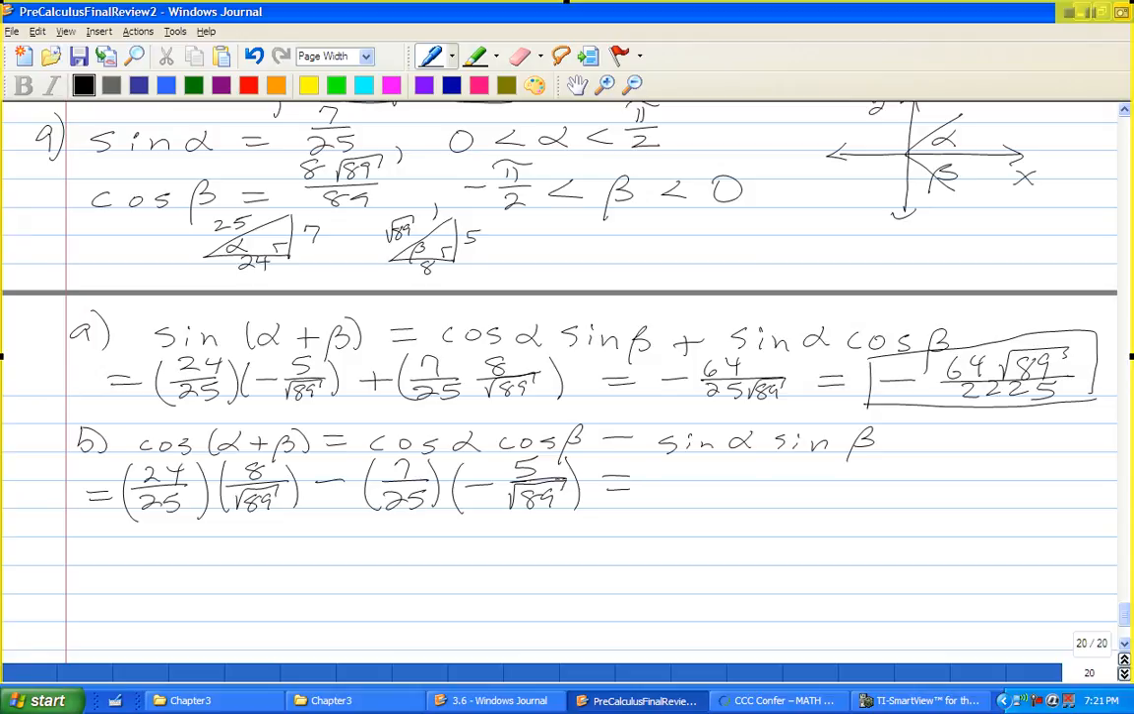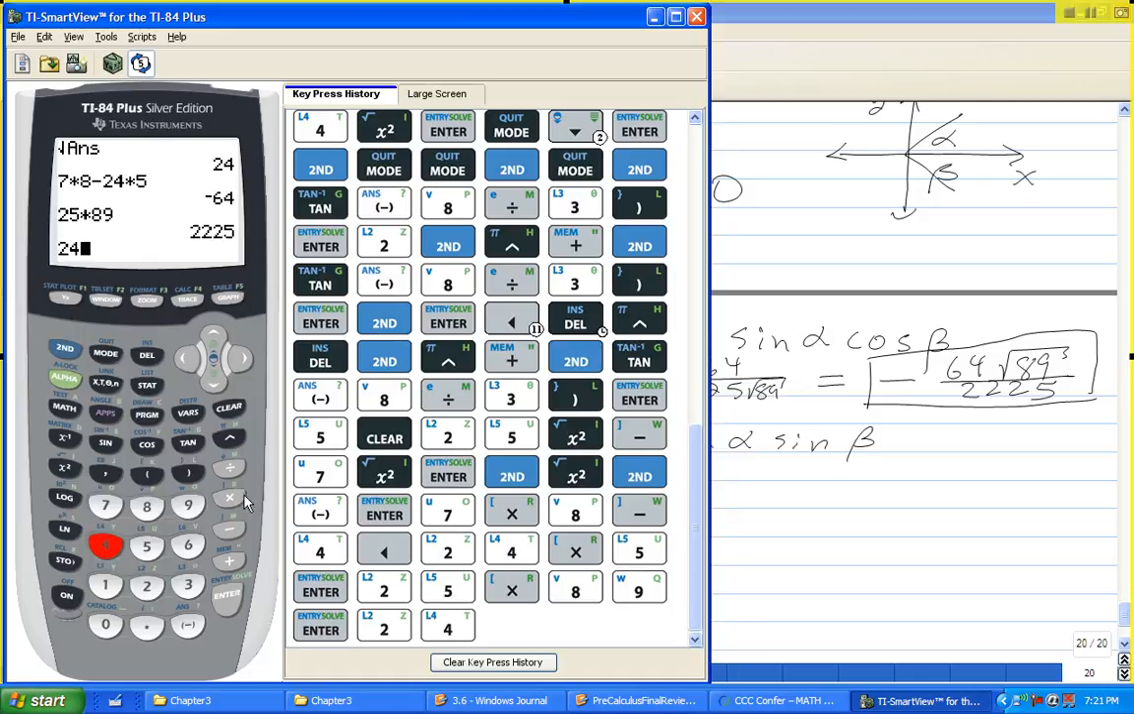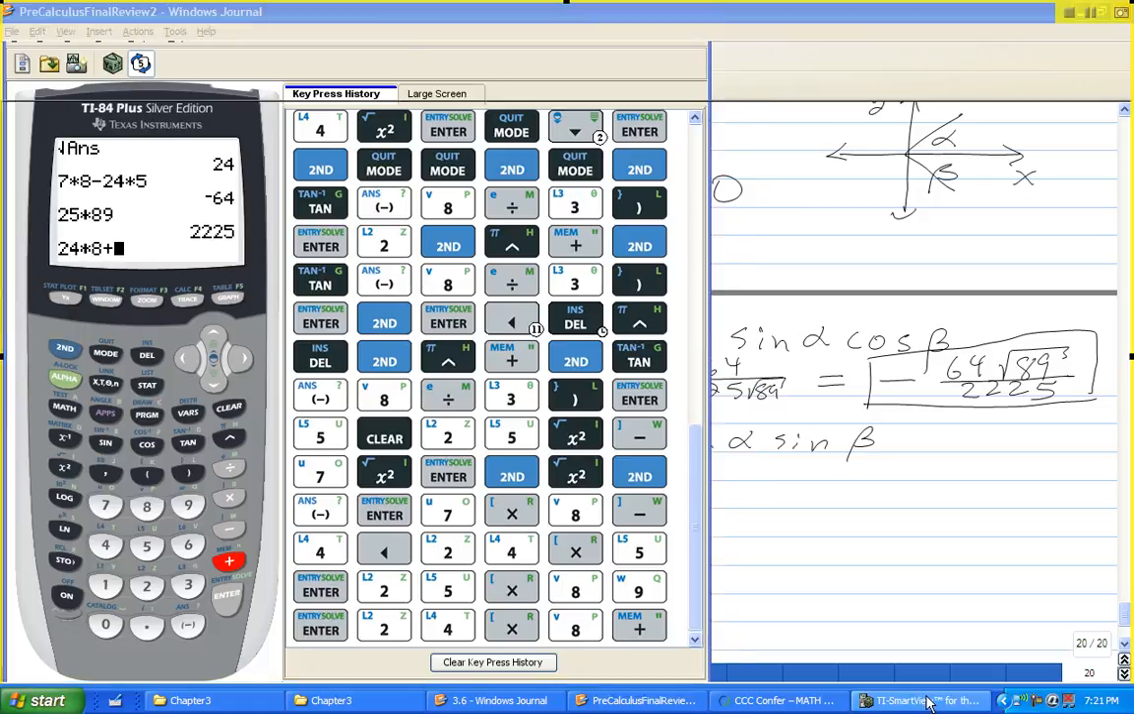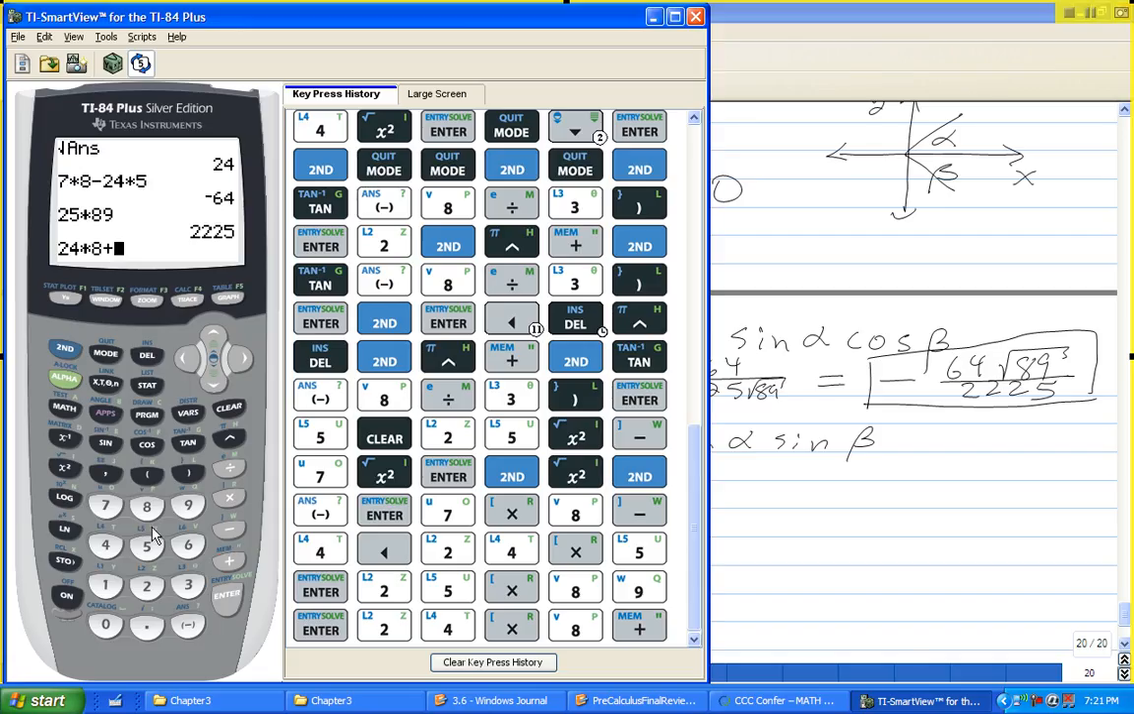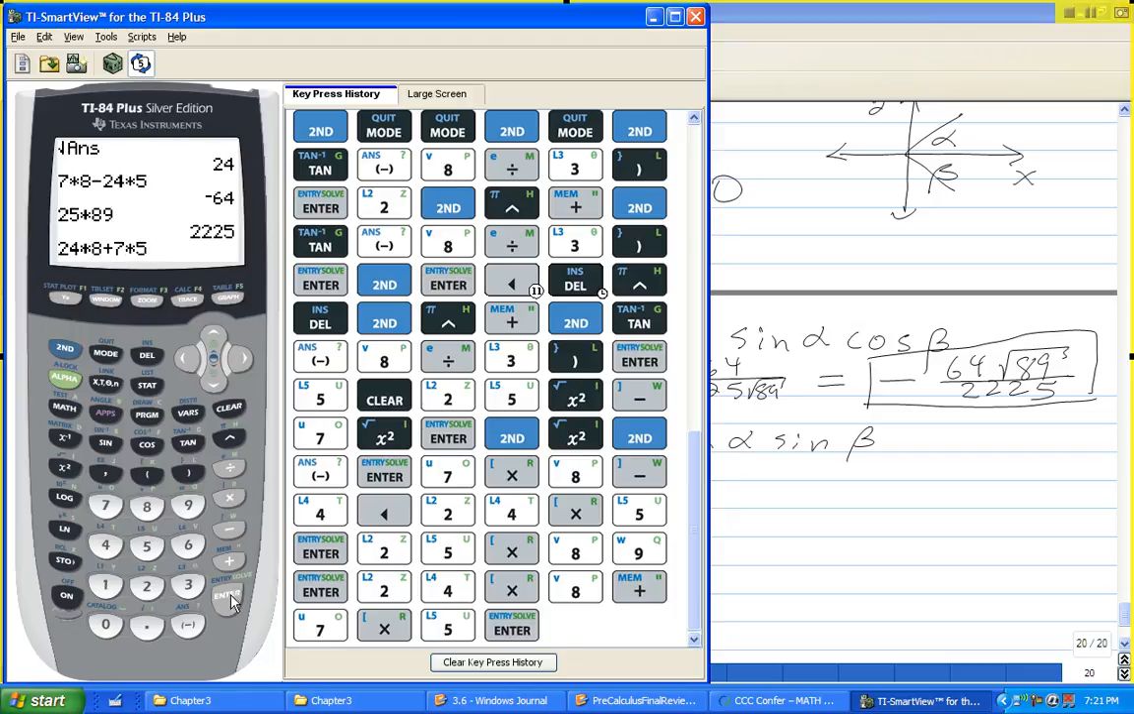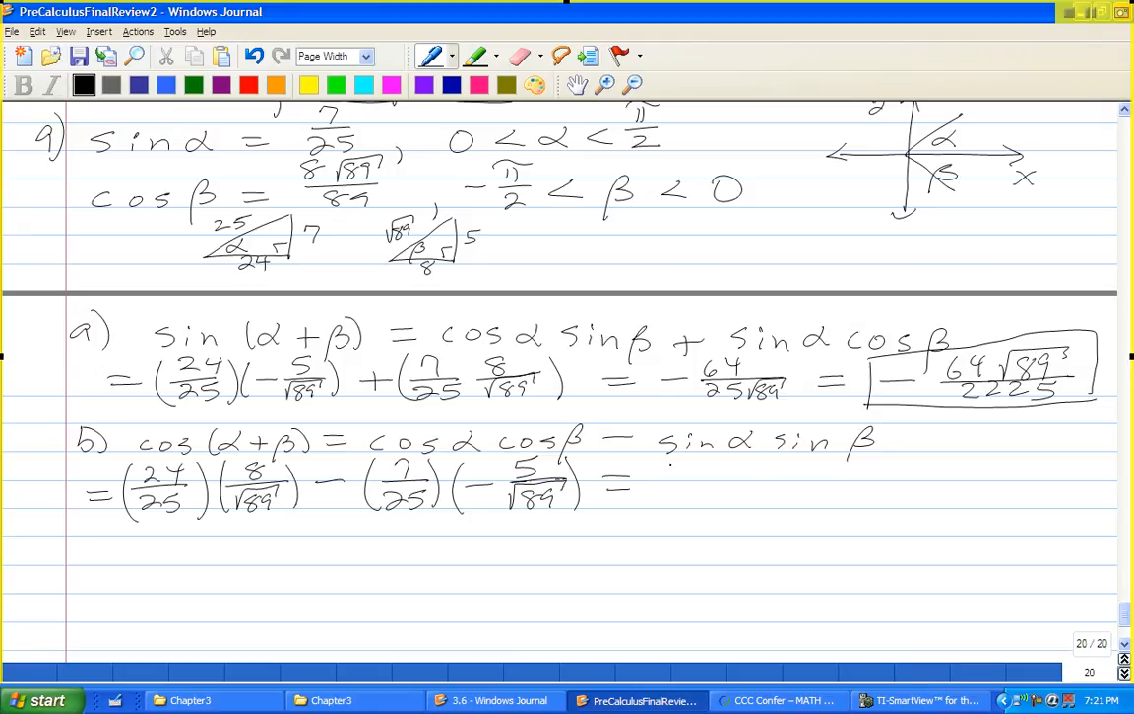Is equal to, so you're going to add them. And so this is 24 times 8 plus 7 times 5, 35, is 227 over 25 rad 89, which is 227 rad 89 over 2,225. And that is your answer.